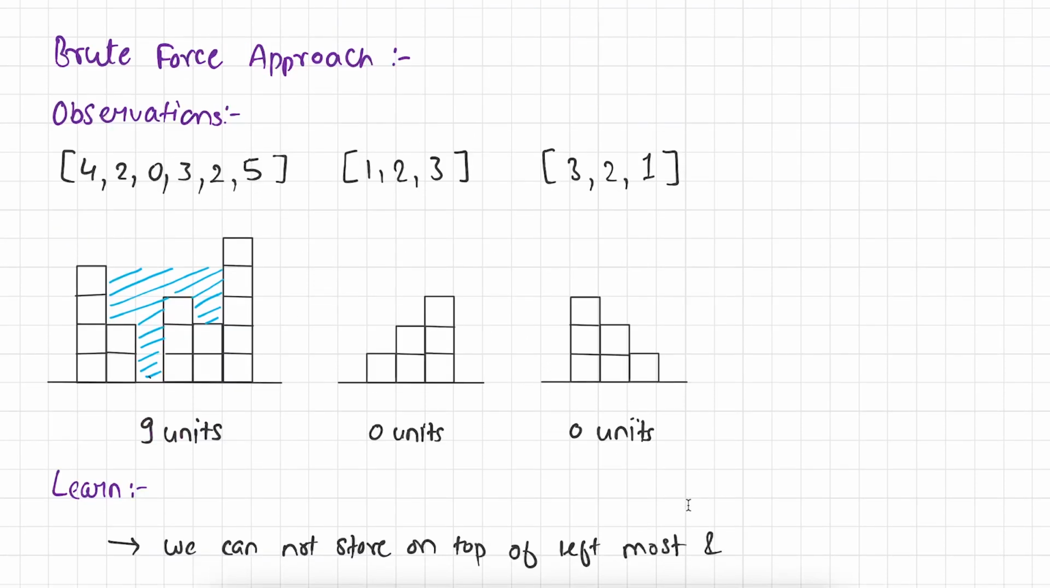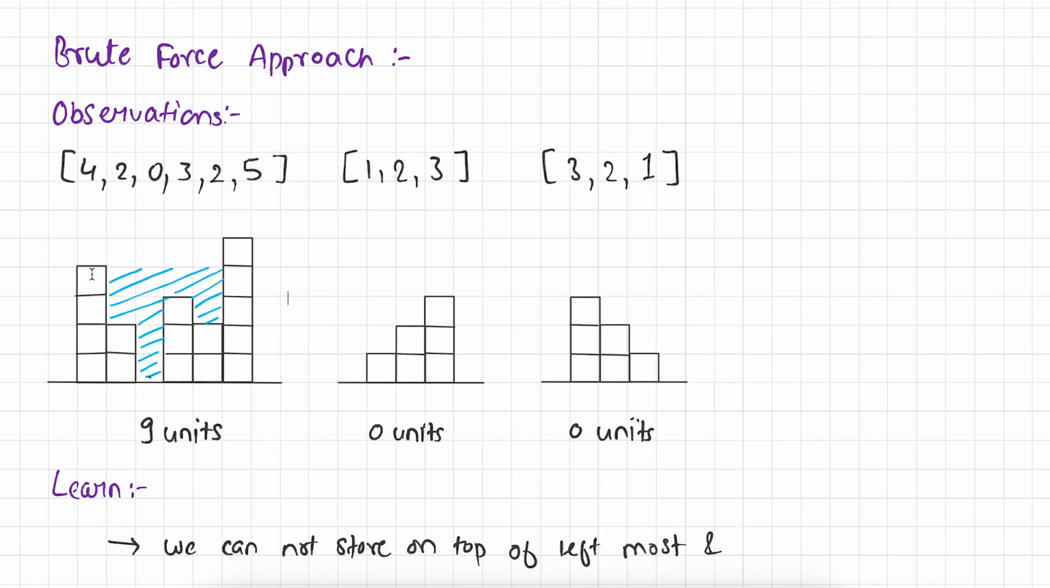Alright, let's talk about the brute force approach to solve this problem. And here we have observations to be made. Let's say the elevation map is given as 4, 2, 0, 3, 2, 5. According to this elevation map, the final setup looks like this. We have 4 bars here, then 2, then 0, then 3, then 2, and then 5. How much water can we collect between these bars?